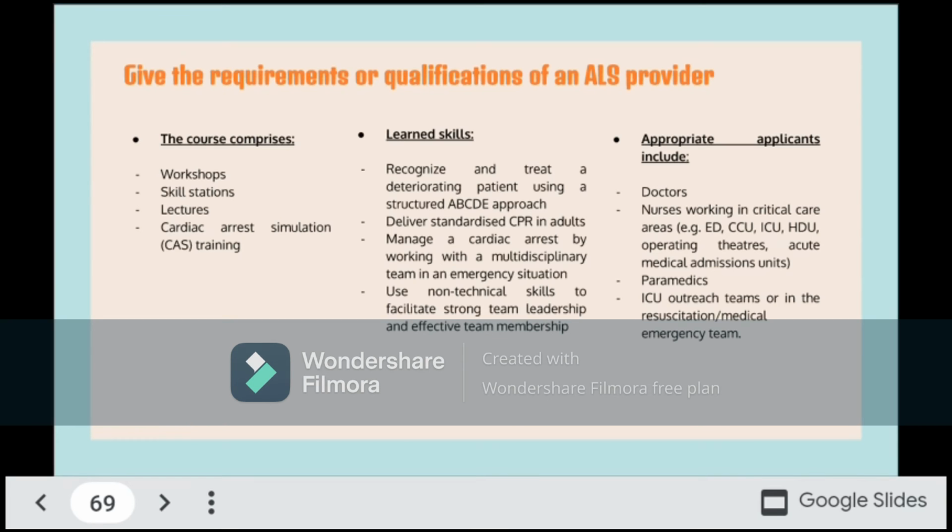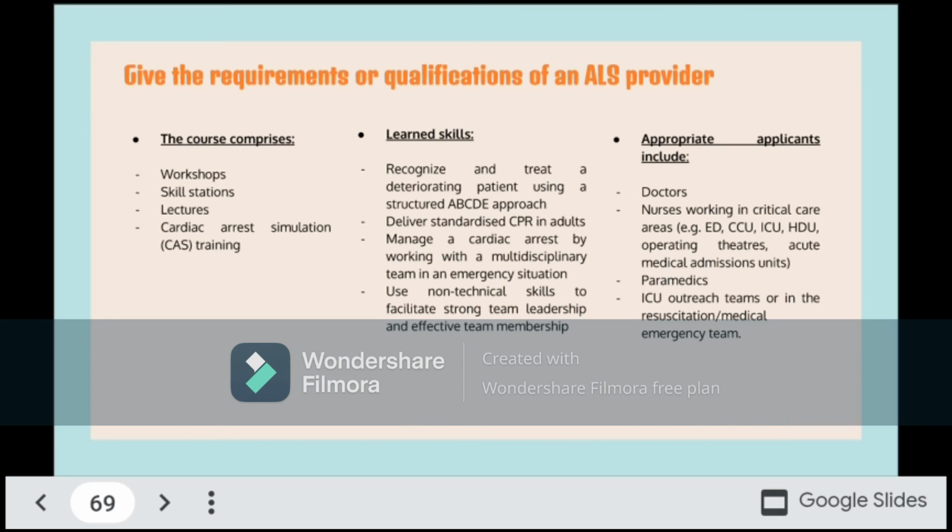So this includes doctors, nurses, well, especially those working in critical areas such as the emergency department, the CCU or the coronary care unit. We also have the intensive care unit. We also have the high dependence unit. So high dependence, the staff are equipped to provide a level of care that is intermediate between an intensive care unit and a general ward.